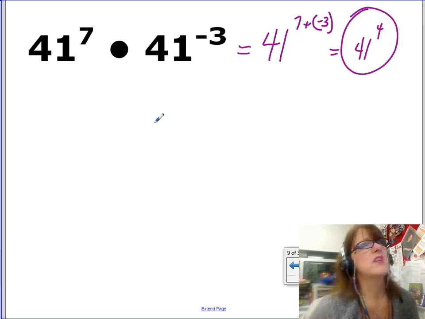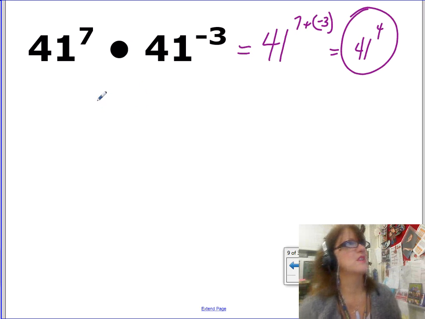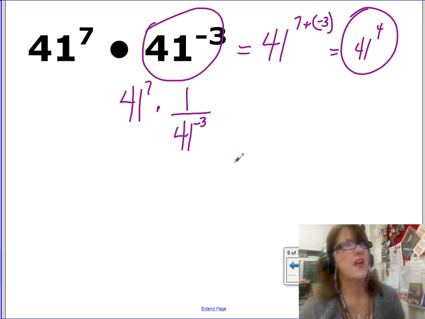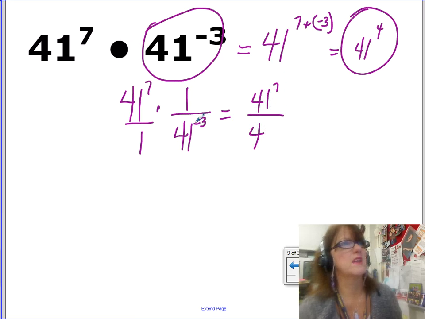Now, are you doubting me and wondering, are you sure? I don't know about this negative stuff. I'm very, very sure. Think of what 41 to the negative 3 power means. We said negative exponents mean it's 1 over that particular one. And when I do this, it becomes one giant fraction that you're going to multiply. Oops, that's a positive. Shame on me.